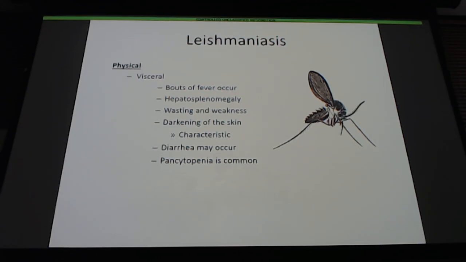And for visceral, you'll have bouts of fever, hepatosplenomegaly, wasting, weakness, darkening of the skin, which is a hallmark characteristic of this one. Diarrhea may occur, and cytopenia is common because your whole body's trying to fight it completely.